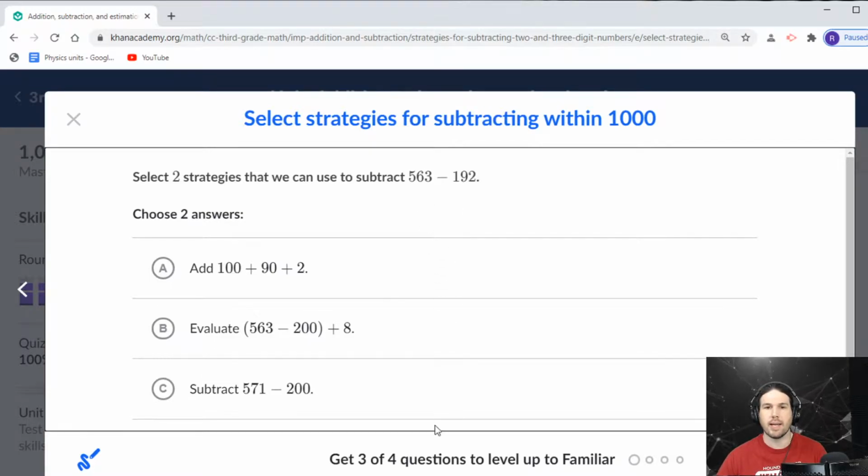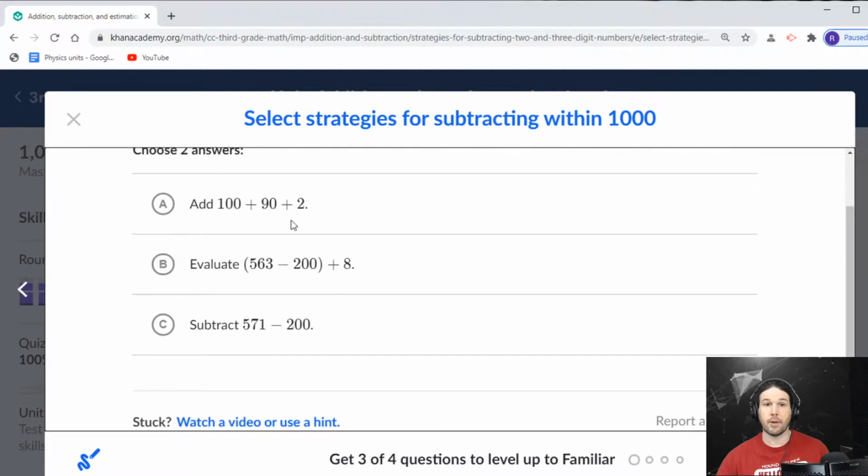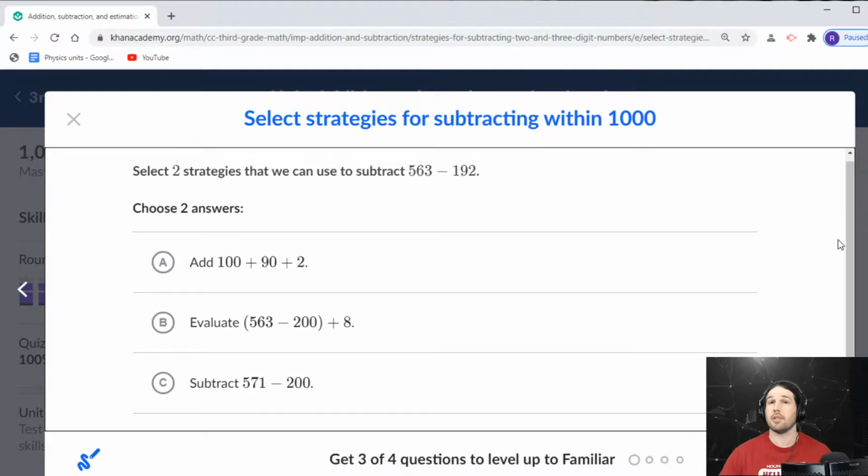563 minus 192. Well, here's another thing about multiple choice tests. Once I know that there are exactly 2 answers, and once I know that there are 3 possibilities, all I have to do is eliminate one answer, and then anything that remains must be the truth. Sherlock Holmes. Ish. So I know that adding 100 plus 90 plus 2 isn't going to do anything. All that does is get me to 192. So the answer is B and C.